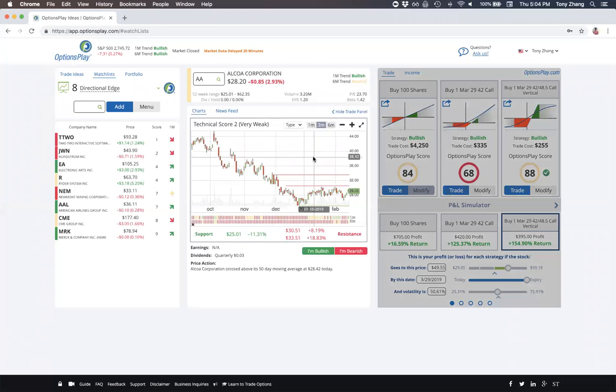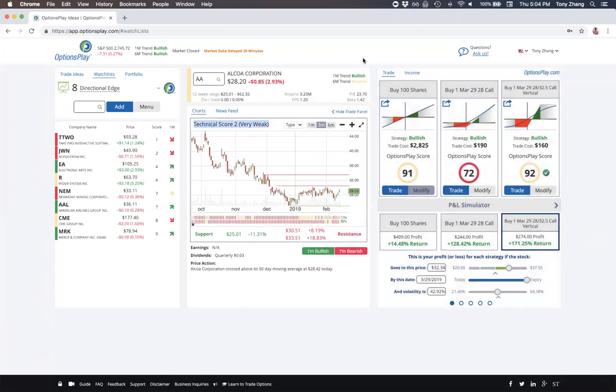AA, Alcoa, very weak stock, but as you can see, 1 month and 6 month trends are neutral. This is telling me this is the very start of a bottoming formation. This looks kind of like an inverted head and shoulders or double bottom here. As you can see, there's a major resistance level at 30 bucks. So I would wait for this to clear above 30 before you get bullish or get into this type of stock.